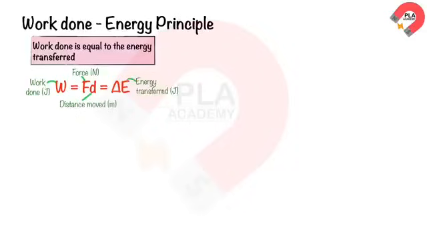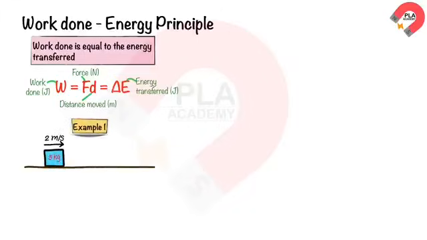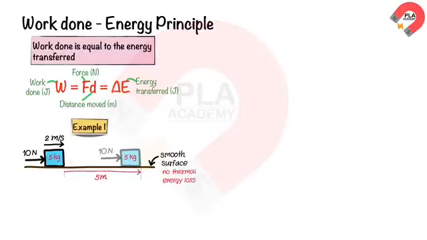For example, let's consider a mass of 5 kilograms with an initial speed of 2 meters per second. It is continuously exerted by a force of 10 newtons for 5 meters on a smooth surface. We need to find the final speed, v, at 5 meters. The work done by the force of 10 newtons is transferred to the kinetic energy, without any thermal losses due to friction since the surface is smooth. Therefore, the work done is equal to the increase in kinetic energy.